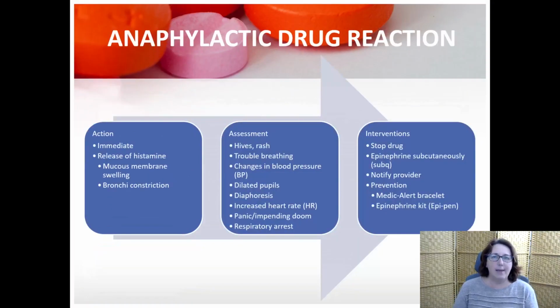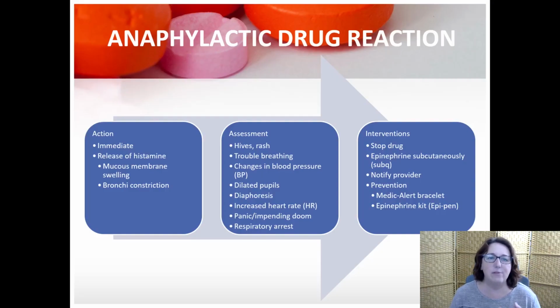So there are different types of allergic reactions, but the one that we are going to focus on this semester is the anaphylactic drug reaction. And this is like the TV drug reaction that you think of. This is a severe life-threatening adverse effect. So it's an immediate action. It's a release of histamine. The mucous membranes start to swell because of that histamine release, and the bronchi start to constrict. So the patient's going to have trouble breathing, and that's what you're going to see in your assessment.